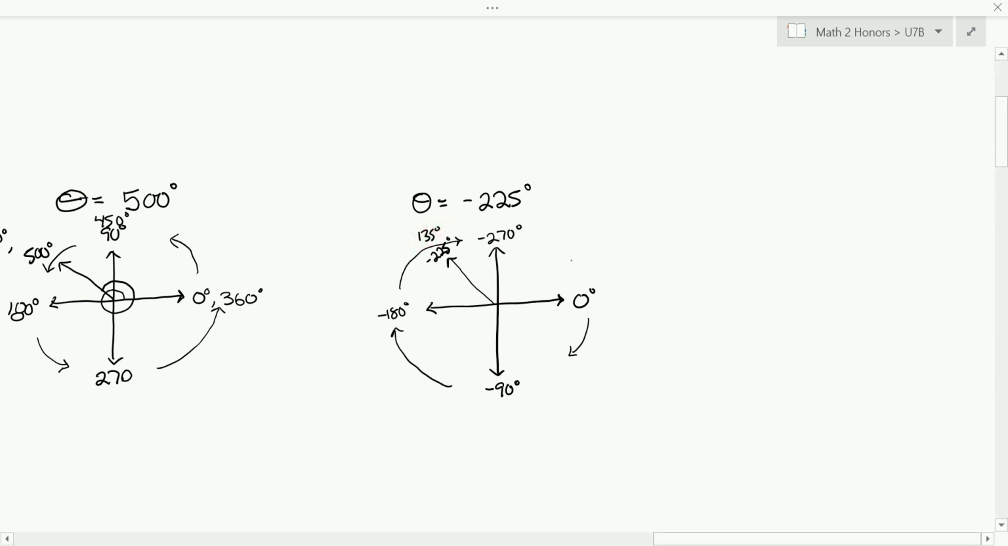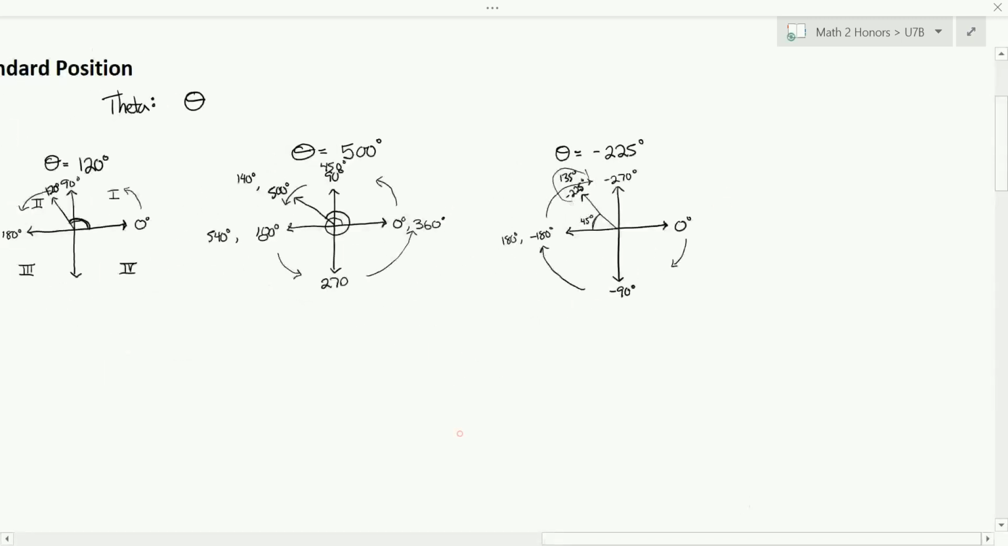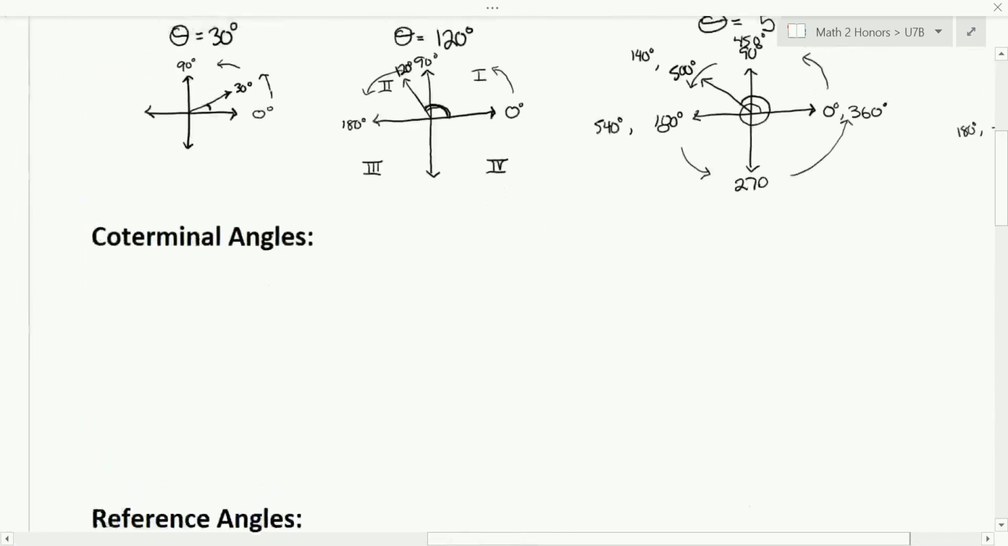Because if we look at this distance here, this is 45 degrees, and we know that this is also positive 180. It's negative 180 and positive 180. And if I go back 45 from positive 180, I get to 135. So these angles that share the same location are what we call coterminal angles. Co meaning we share, terminal meaning that's where we end up. And so that's going to be the next thing we're going to define for you. What are coterminal angles?